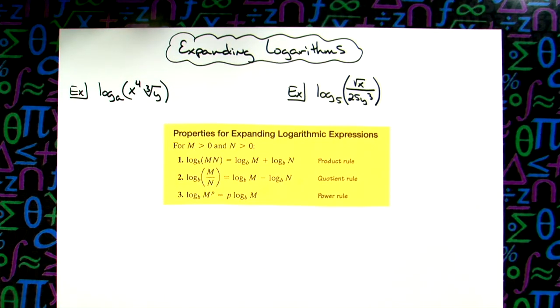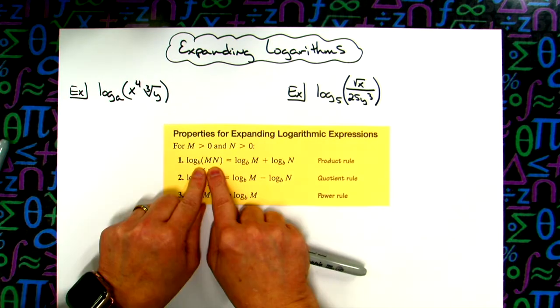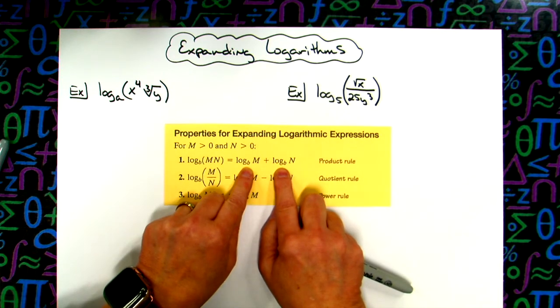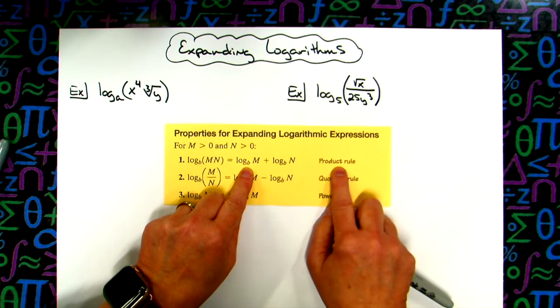In this video, we're going to take a look at some properties for logarithms and how we would implement them to expand our logarithms. All right, so real quick, of two things that we are multiplying together, we can expand that out into the sum of those logs with the same base. That is called the product rule.